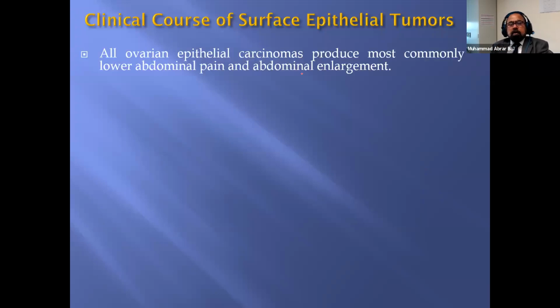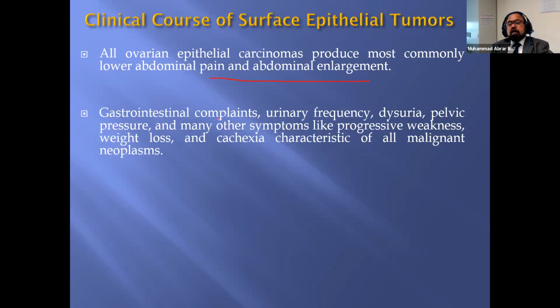So the clinical course, we have discussed the clinical course together. All the epithelial cell tumors behave in a similar way. All ovarian epithelial tumors produce, most commonly, lower abdominal pain and abdominal enlargement. It depends. For example, if it is benign, there is small enlargement of the abdomen, but if it is malignant or borderline, the abdomen is hugely enlarged. Gastrointestinal complaints, urinary frequency, dysuria, pelvic pressure, and many other symptoms like progressive weakness, weight loss, cachexia, characteristic of malignancy, will be seen in these tumors.